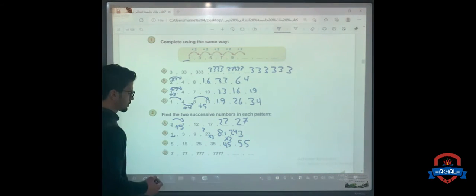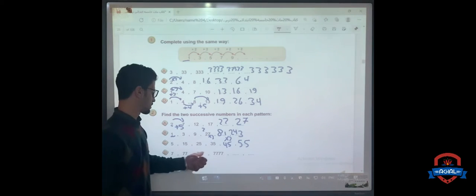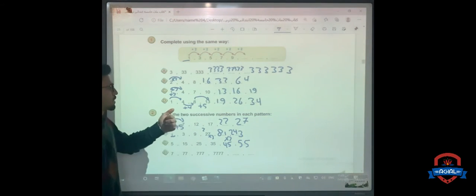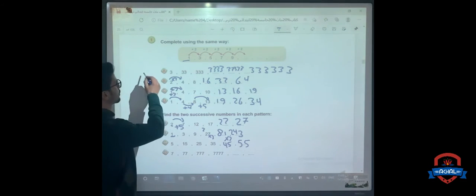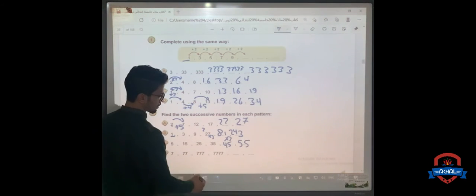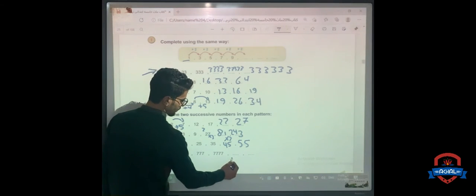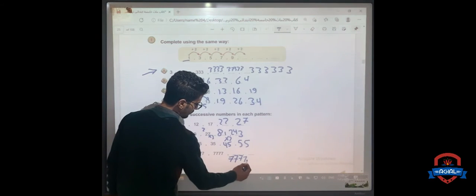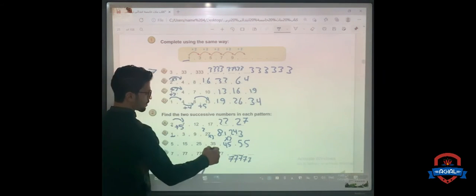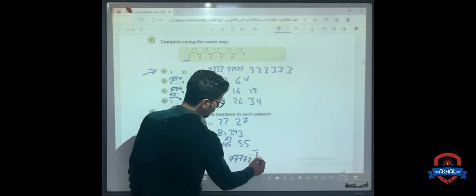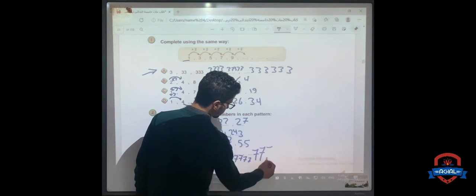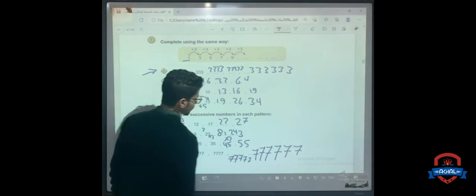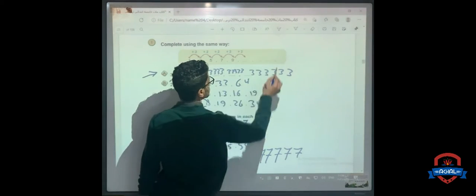And in letter D, we have 7, 77, 777, 7,777, like the past example. So we have to find the next number, which will be 77,777, and the next number will be 777,777.